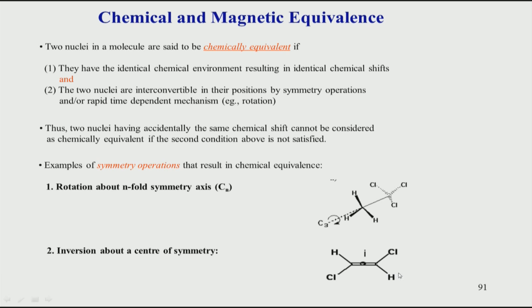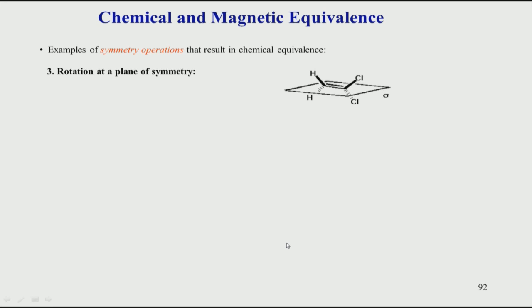So, they will always be chemically equivalent. So, this is a trans hydrogen. We will look at more examples of this. Let us look at this particular structure.